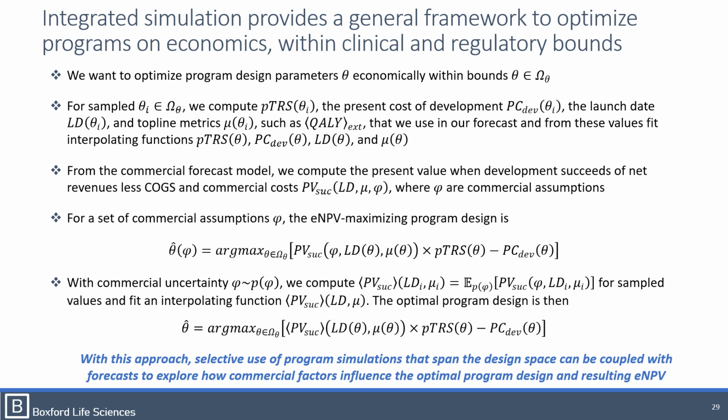If we put those things together for a set of commercial assumptions, we can calculate the economically optimal program design by then just slotting into our forecast model the launch date and the top-line metrics that we estimate from interpolating between these clinical program simulations. The other parameters we use, the probability of technical and regulatory success and the present costs of development, are ones, again, that we're interpolating from the few trial simulations. The nice thing is, once we do a set of those trial simulations to get that mapping, we can change all the commercial assumptions that we want and see how that influences the resulting optimal design.